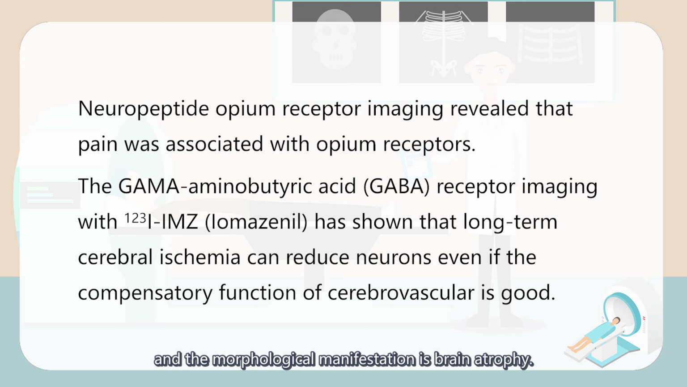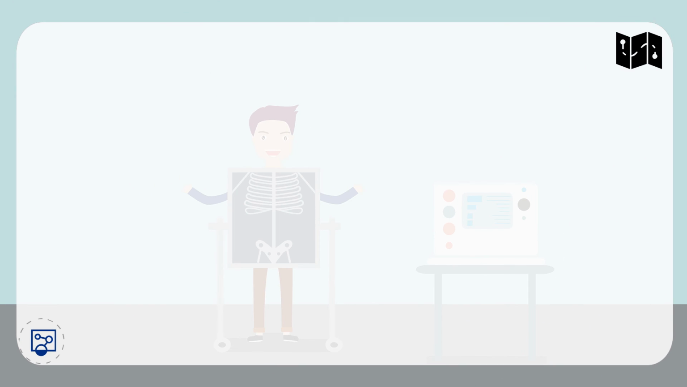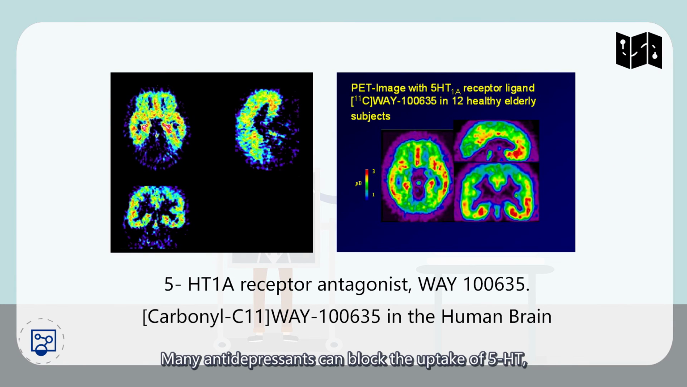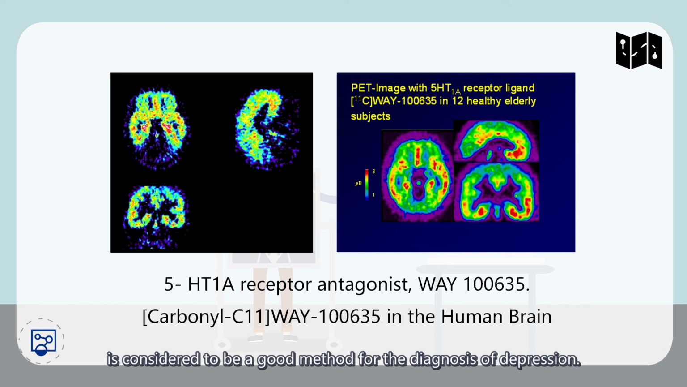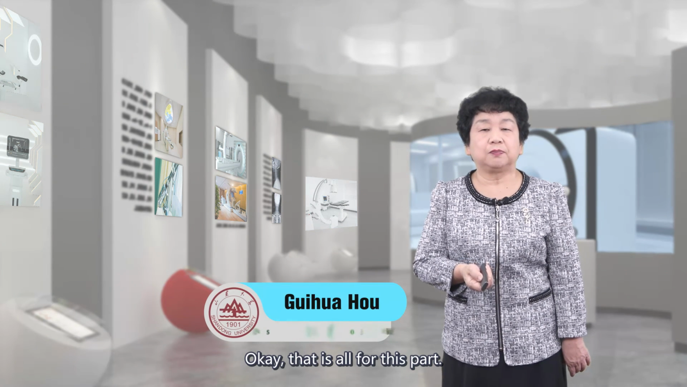and the morphological manifestation is brain atrophy. Many antidepressants can block the uptake of 5-HT. Therefore, carbon-11 or F18 labeled 5-HT receptor imaging or iodine-123 labeled receptor imaging agents is considered to be a good method for the diagnosis of depression. That's all for this part. Thank you.